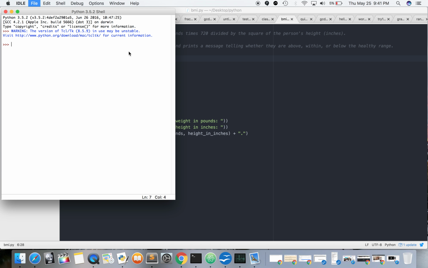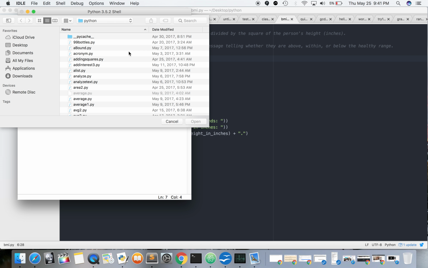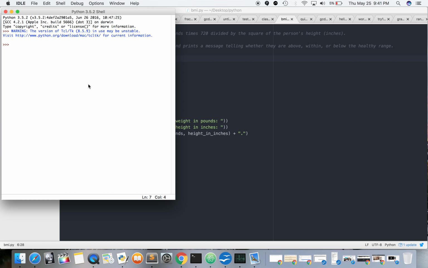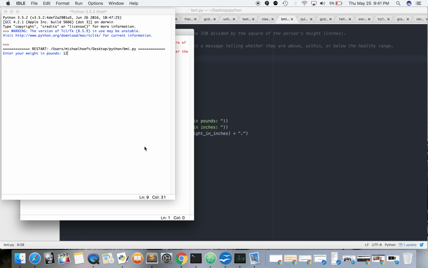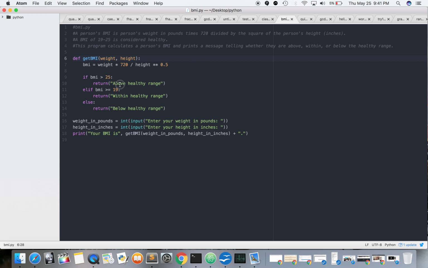I want to open BMI. So let's do 126 and then 54. Oh, I got it. Well, it didn't state the number. I could state the number.